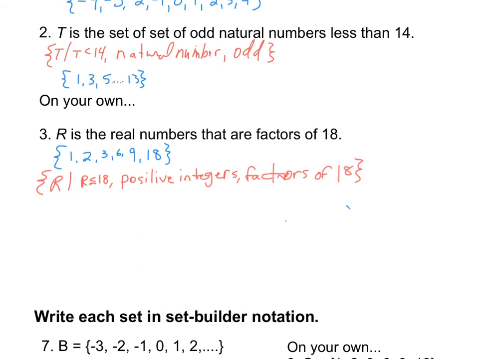All right, ladies and gentlemen, hopefully you actually paused the video and tried number 3 on your own. In this one, I felt it necessary to list the entire set because we're dealing with factors of 18. So 1 times 18 works, 2 times 9 works, 3 times 6 works, and so that's why the 6, the 9, and the 18 are all there as well. So I included all of those in the set. And then when I wrote this in set builder notation, I said that R, such that R is less than or equal to 18, positive integers and factors of 18.